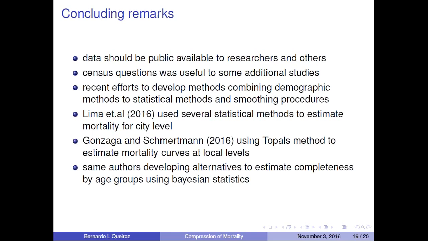And the same authors developed alternatives to estimate completeness by age group using Bayesian statistics. So this is one area that we believe is relevant to work on, instead of using one factor for the whole adult mortality. If we're able to obtain different adjustment factors for different age groups, it would be an improvement, and this also would help to study mortality at the local level.